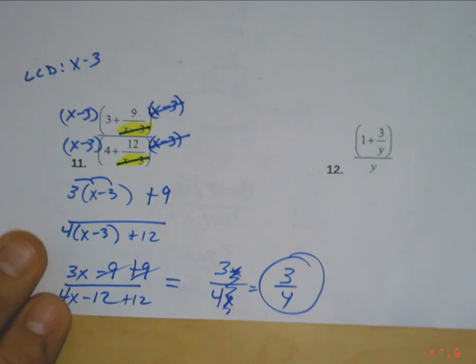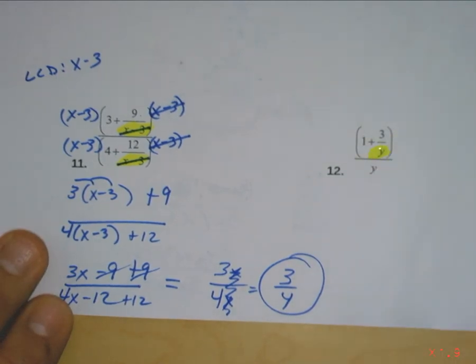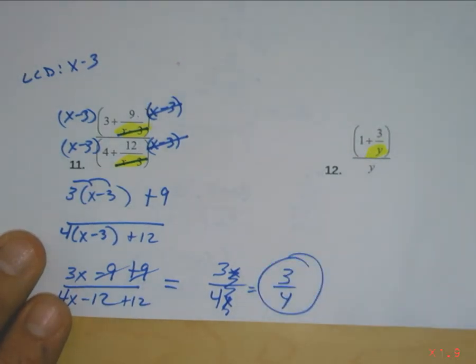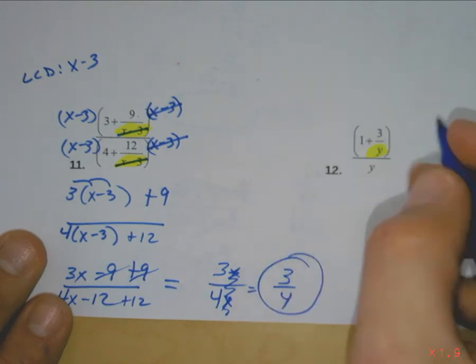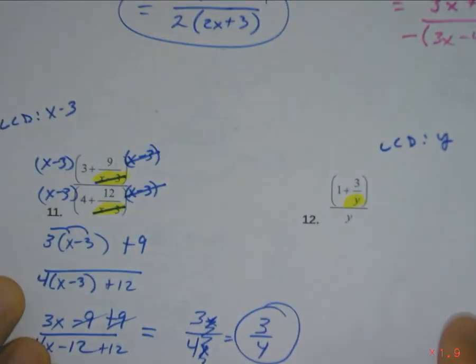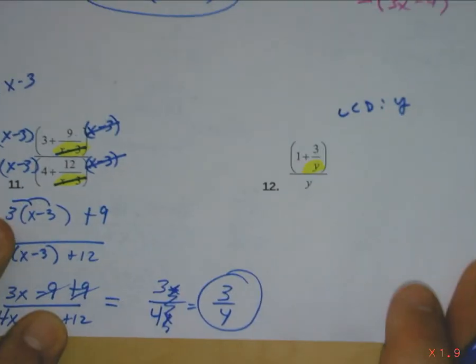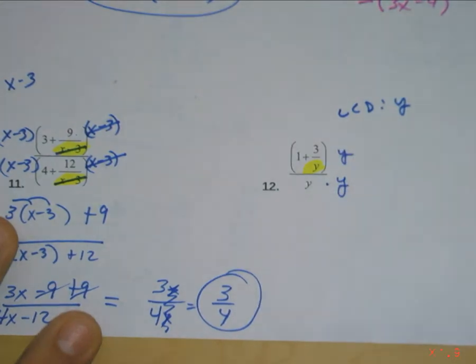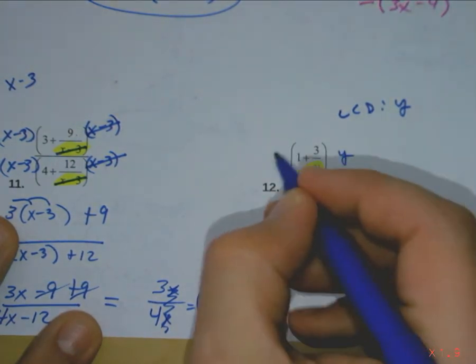Looks not too bad. We'll do number 12, lightning fast. Here we go. What I see is this guy right here is y. If you want to think of this guy as a denominator, that's fine. You can highlight that big y. The idea is I want to get rid of y by multiplying everything by y. So I'm going to multiply top and bottom of the big fraction by y. I've got to distribute the y over.